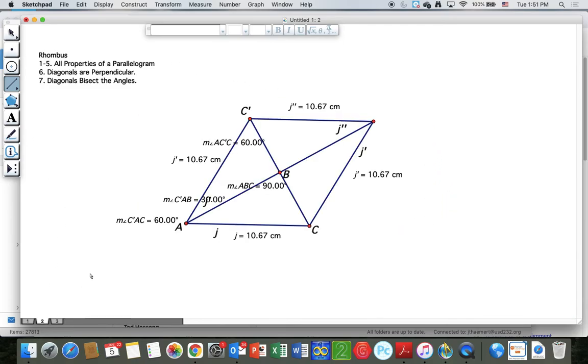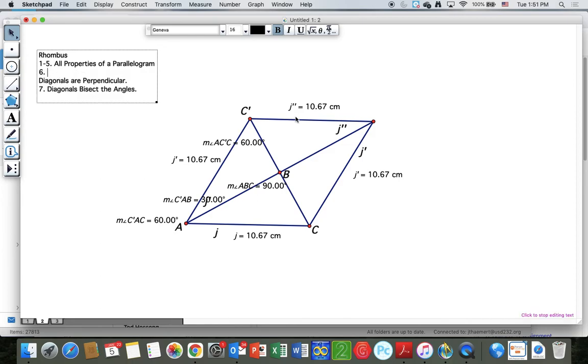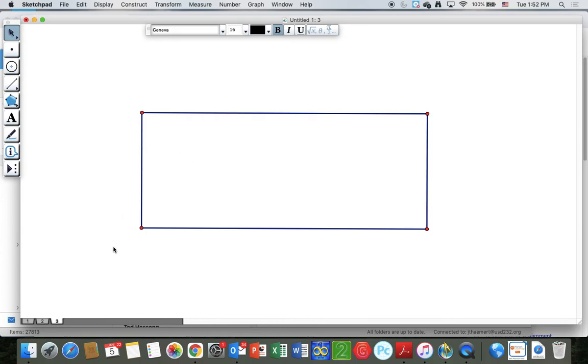Ooh, I forgot something over here, didn't I? Uh-oh. I forgot something. Number 6 is the sides are congruent. That is the definition of a rhombus. That's what distinguishes it from a parallelogram. I apologize. So that's 7, and that's number 8. The sides are congruent, or in other words, it's equilateral.